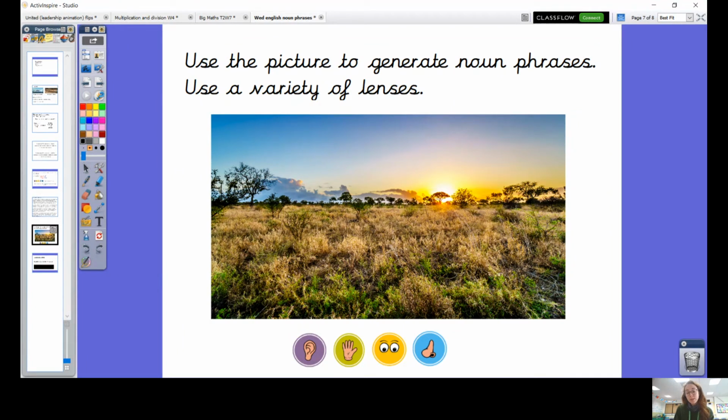So you could use a variety of lenses if you fancied a little challenge. I would again probably just write a list of these in your book. Maybe you could bullet point your list and try and think of a few really great ones. I'm not after how many you can do. I'm more after maybe can you generate 6 really good ones. So pause the video now and have a little go at that task.